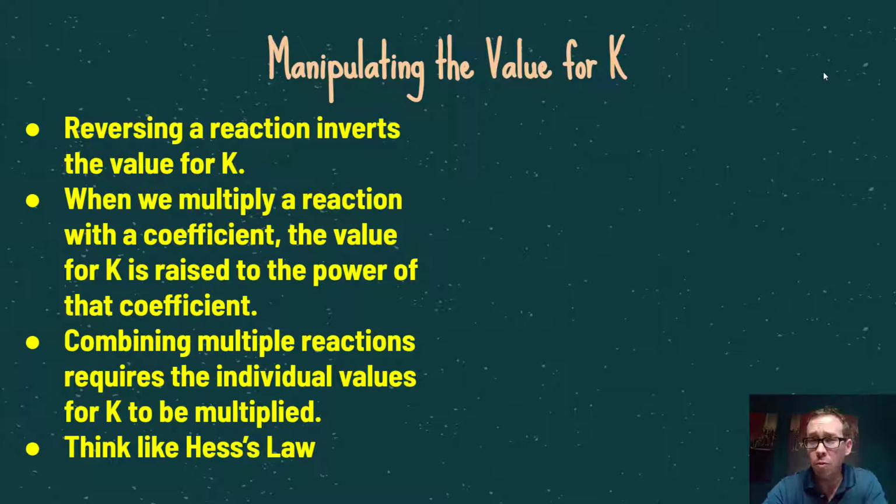Now we can combine multiple reactions together in order to get the value for K for a much larger chemical reaction, or a reaction that we simply don't have the value for K for. But remember with Hess's law, we added them up. Well, with the values for K, we are going to multiply them.